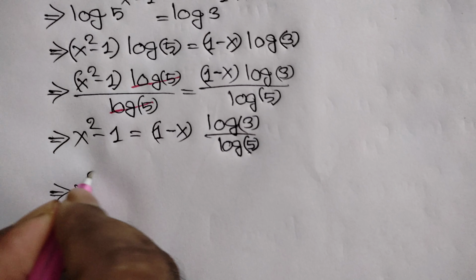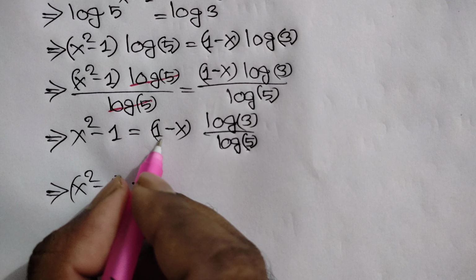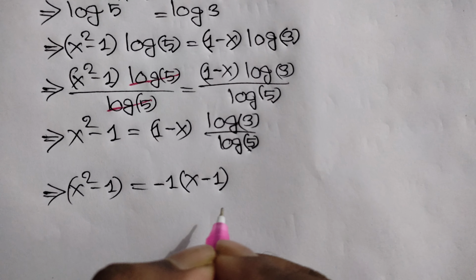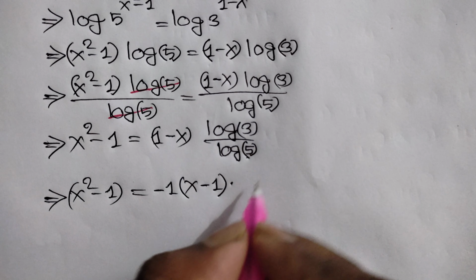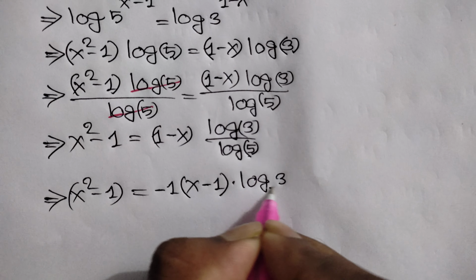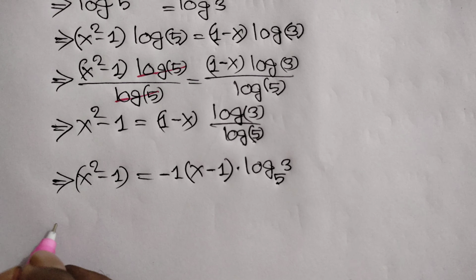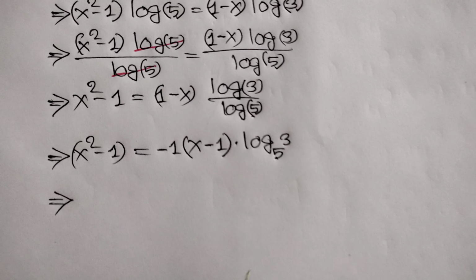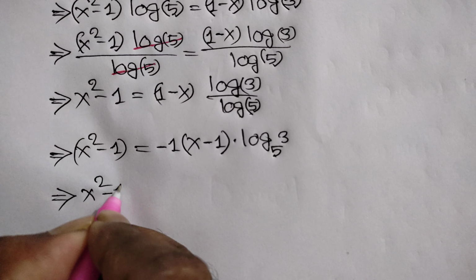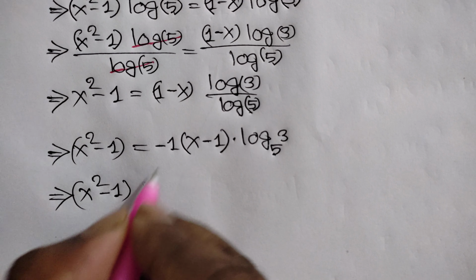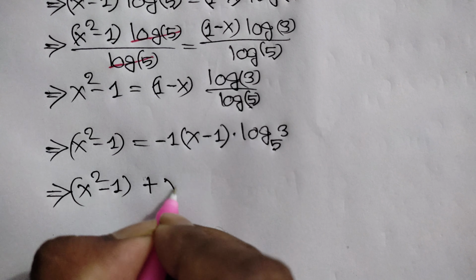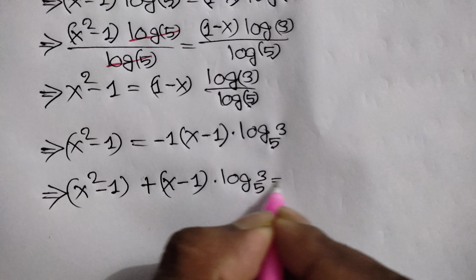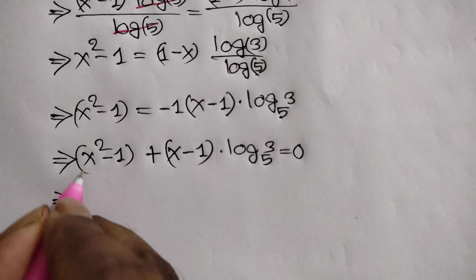Or x square minus 1 is equal to, now taking common negative 1, we will get x minus 1 times, here we can use the logarithm formula, so we can write log of 3 base 5. Now taking this to the left side, we can write x square minus 1 plus x minus 1 times log of 3 base 5 is equal to 0.